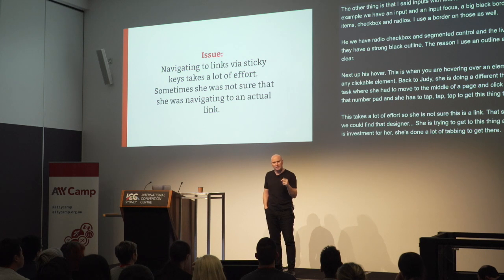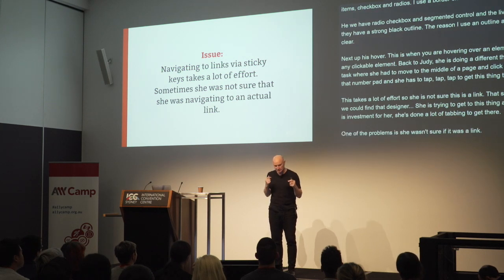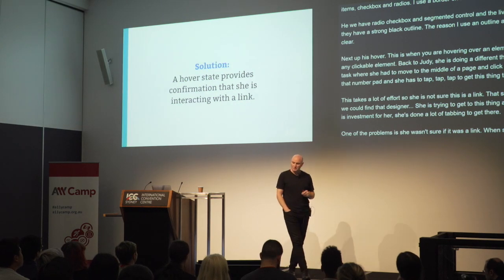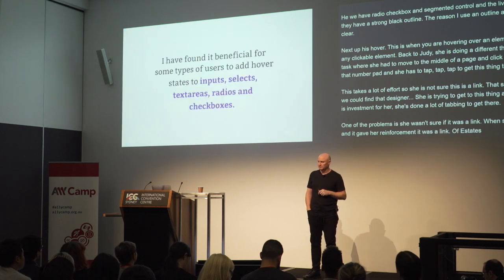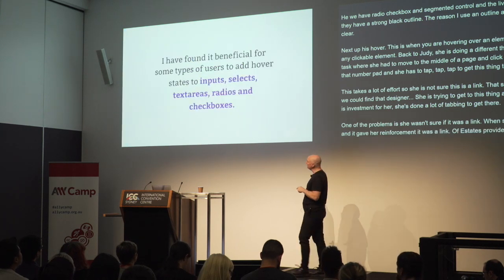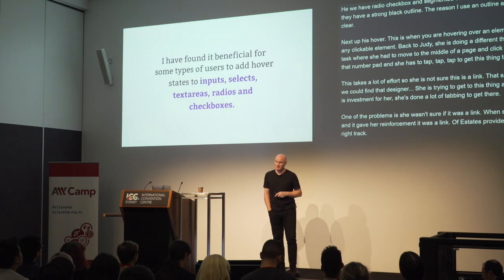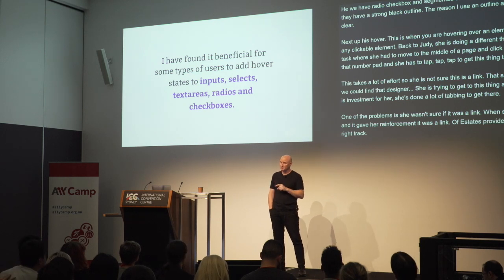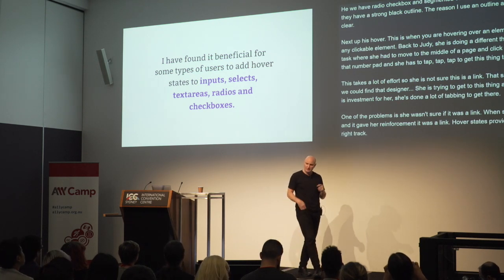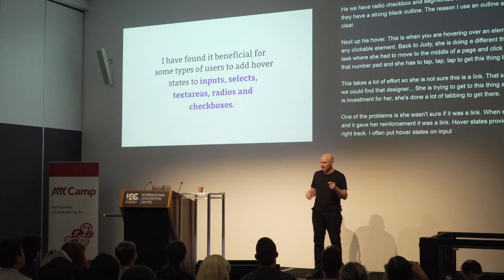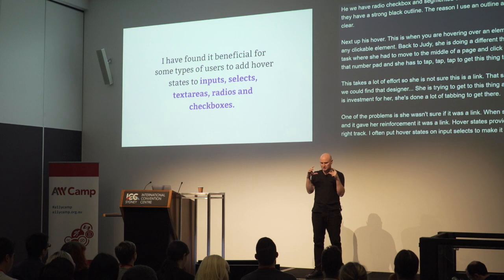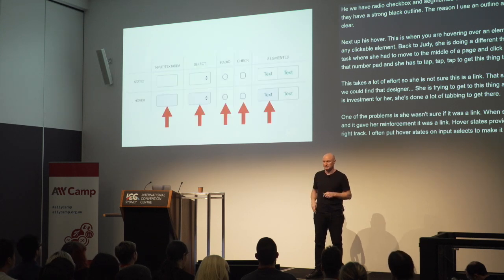Now, when she hovered over it, you could see she went, oh, good. And then she clicked on it. So it gave a reinforcement that it was a link. So hover states provide a confirmation that they're on the right track. Now, I do something that some people don't do, and that's I often put hovers on inputs, selects, and text areas as well. That's just to make them all very clear they're interactive. That's a personal choice. Again, I found it really good for cognitive impaired users. That really makes it clear that these are all interactive.